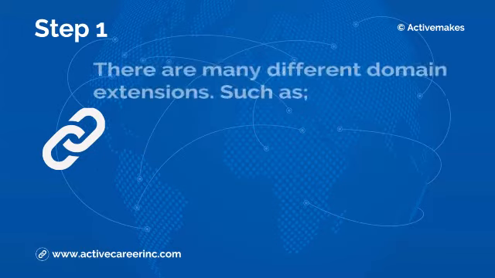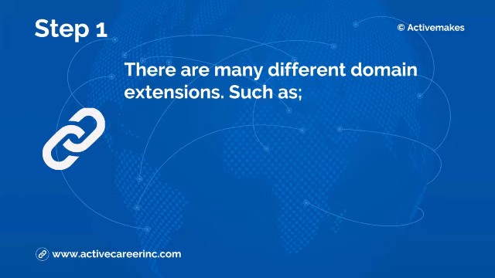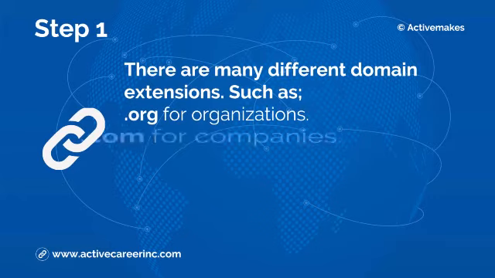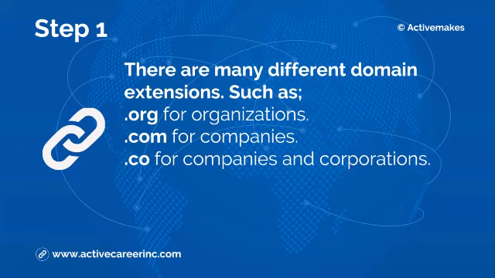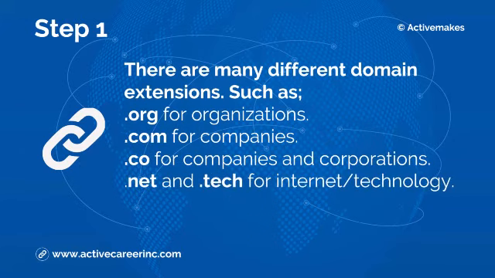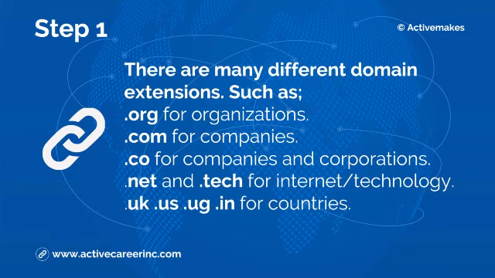Now, there are many different domain extensions, such as .org for organizations, .com for companies, .co for companies and corporations as well, and then .net and tech for internet or technology companies. And then there are domains that represent countries such as .uk for United Kingdom, .us for United States, .ug for Uganda, .in for India, and several of them. There are also other domain extensions that correspond with the kind of institutions that you're running. For example, .edu is for education institutions, or .ac is for education institutions because it represents academics.